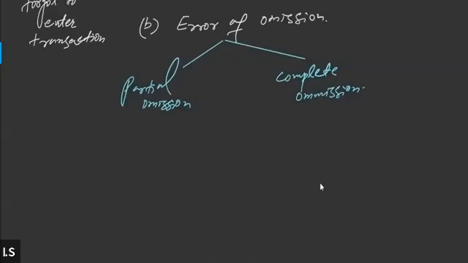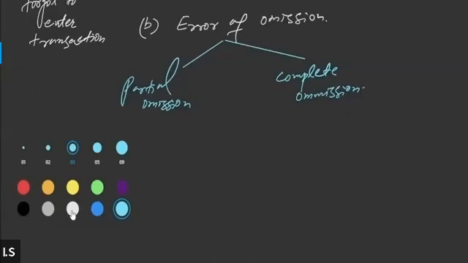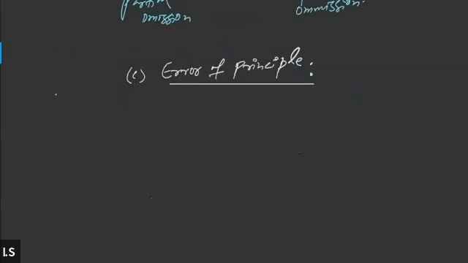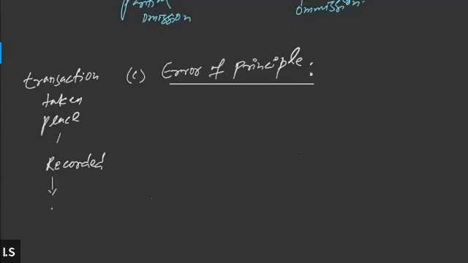Okay. Other than this, we have the error of principle as well. So what is actually error of principle? Error of principle means that you have recorded a transaction. Let's say, for example, some kind of transaction has taken place in a business, and you have also recorded this transaction. But while recording the transaction, you have done the contravention of the rules of the account.